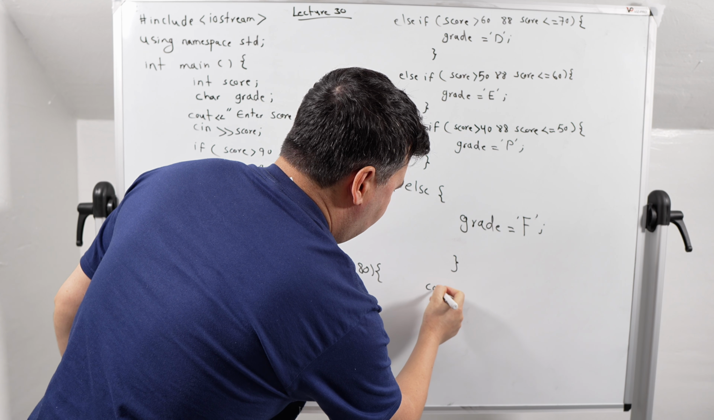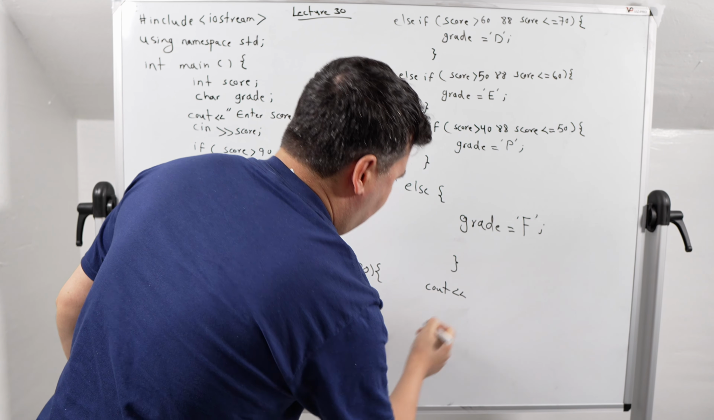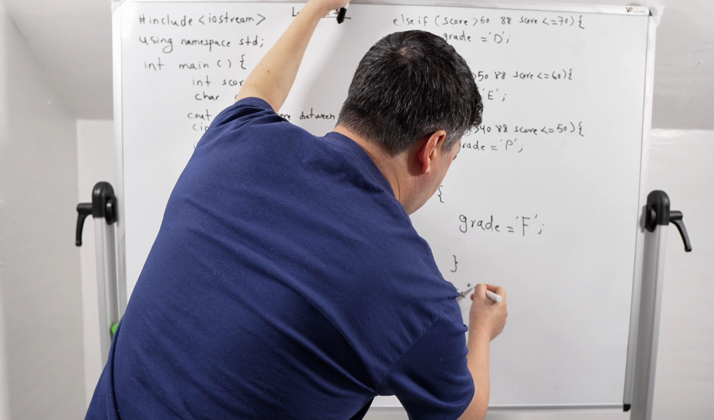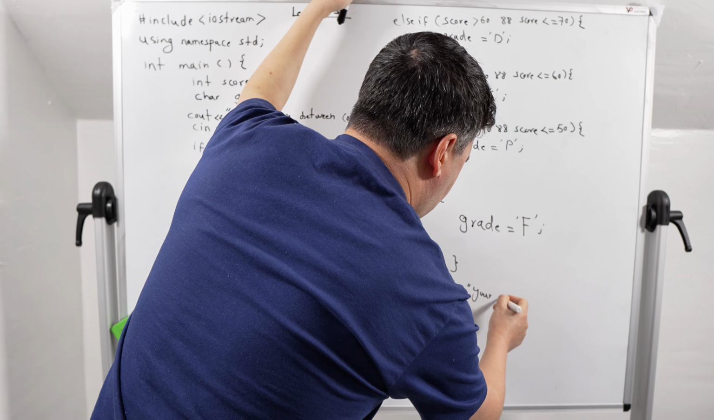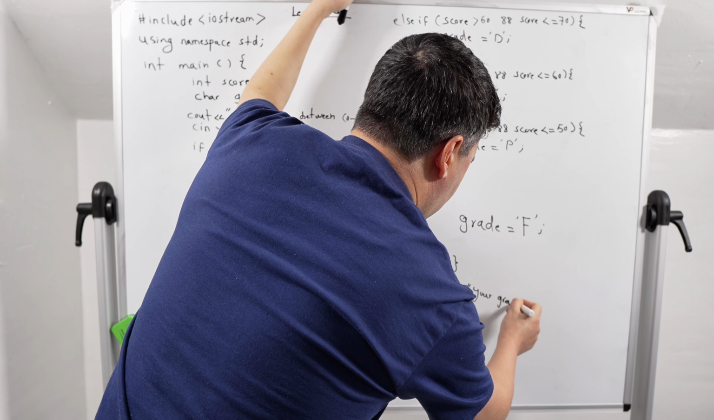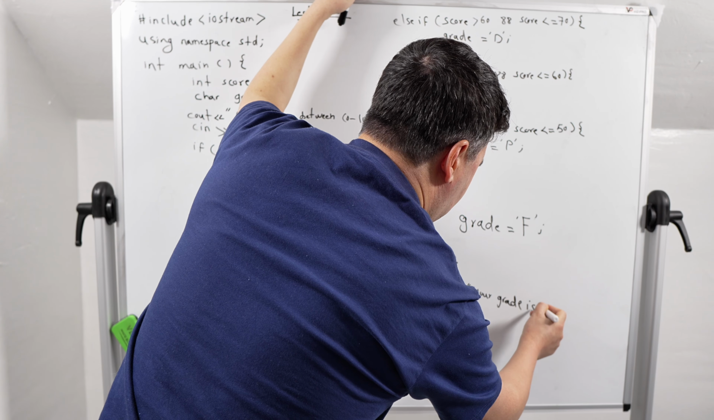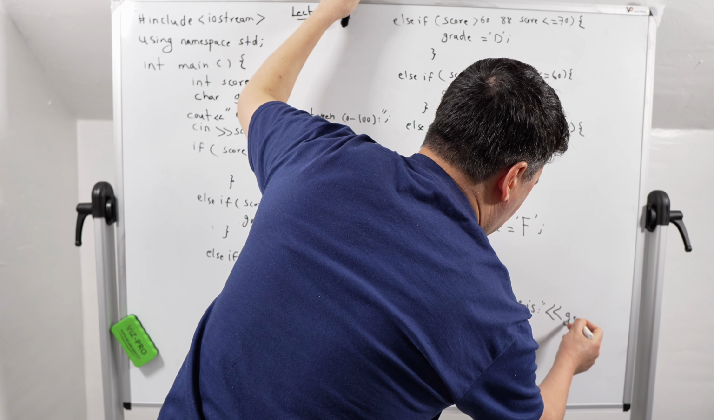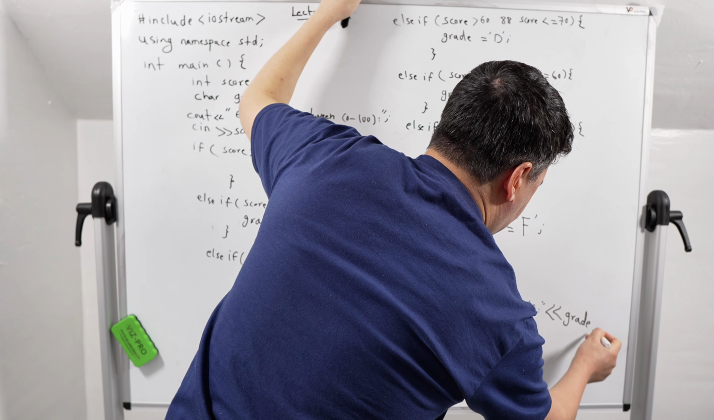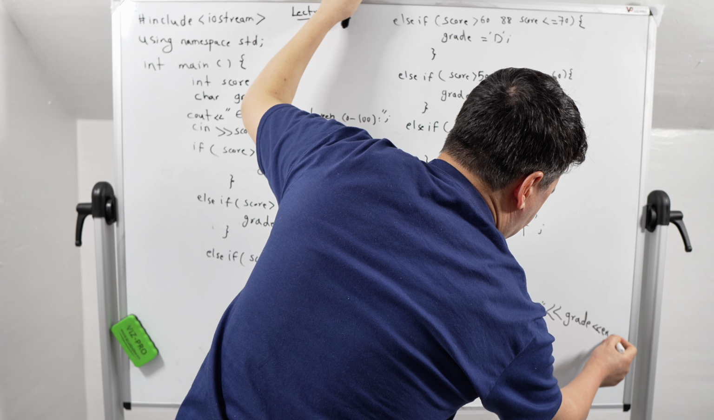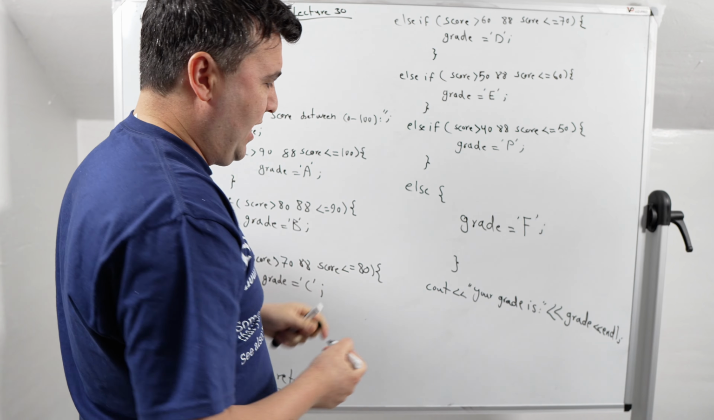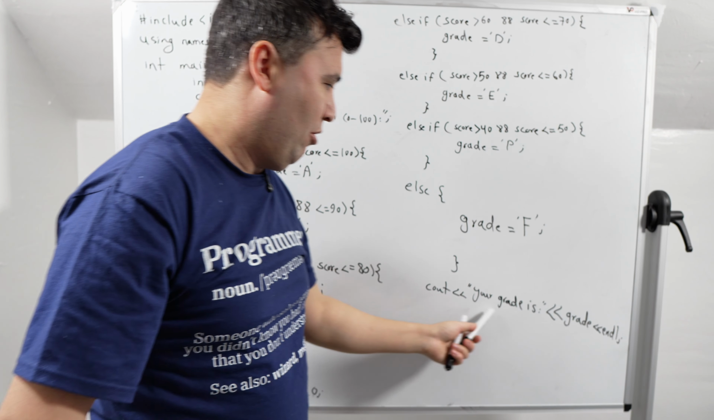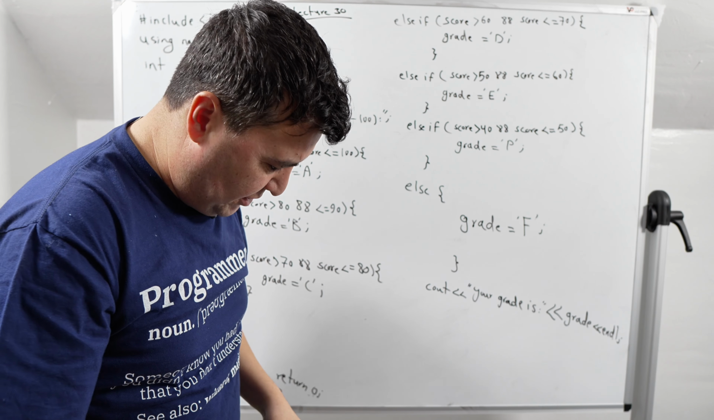And at the end, we need to print out the grade. So cout. I say here cout, and I write here quotation, "Your grade is", quotation. I print out the grade variable here. And then endl. Yes. So at the end, we need to print out this grade. And it shows the grade of a student in a particular subject.